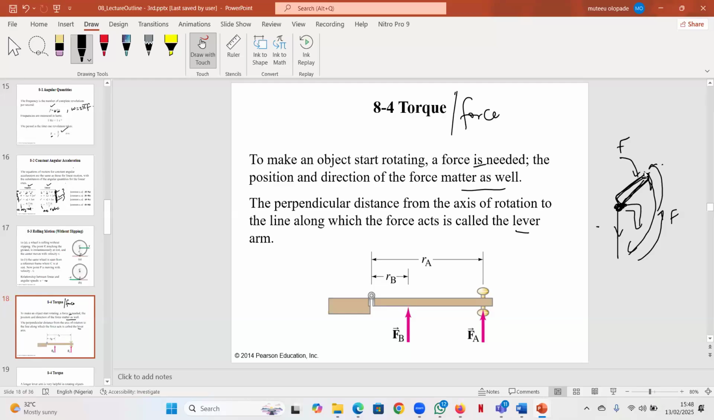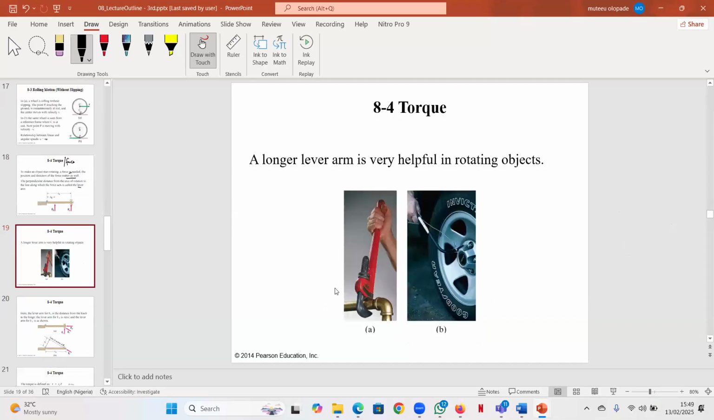So you apply a force this way, it moves this way to open. If you apply it in the other direction, it closes it, but about a fixed point. So that's basically what we have. Now you can see the wrench. This is a wrench used by plumbers to tie this joint together. A long lever arm is very helpful in rotating objects. This is a wheel spanner, used to remove the knot of a tire, or to tie the knot properly. So this is also a lever arm.